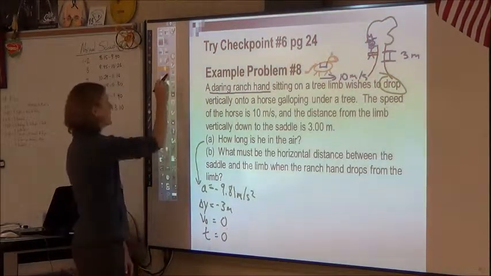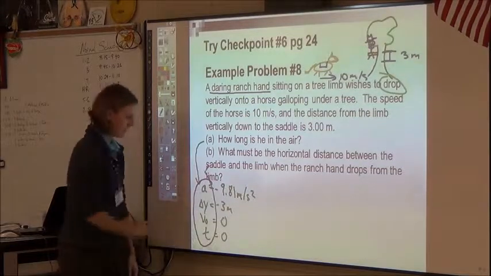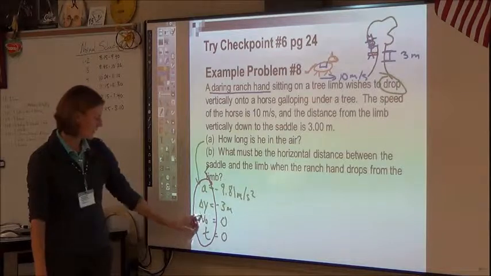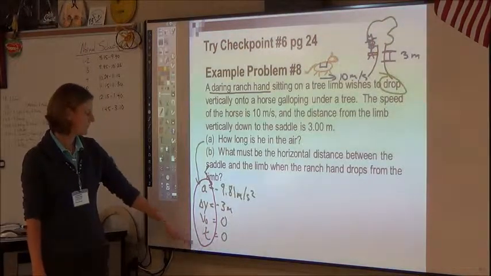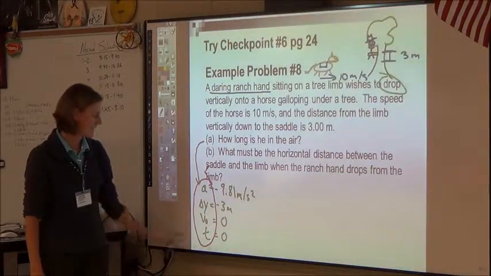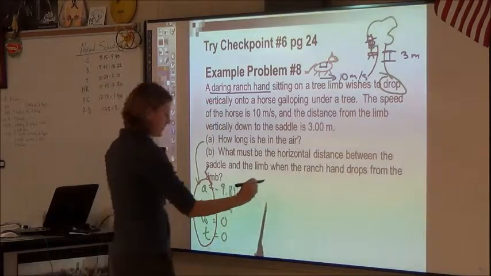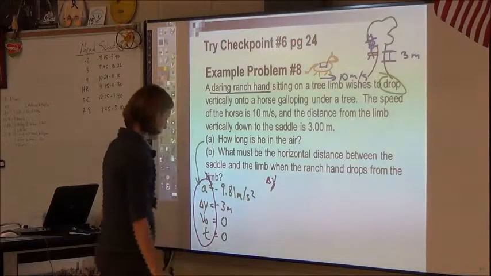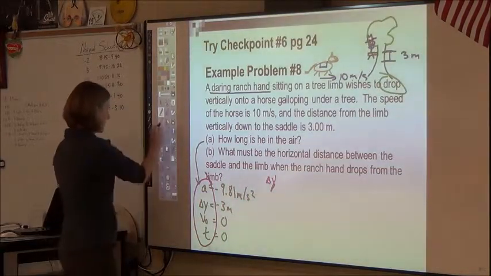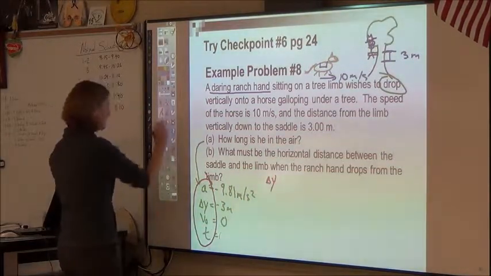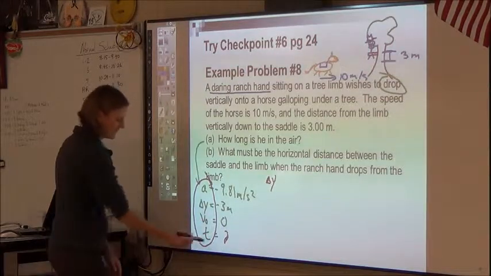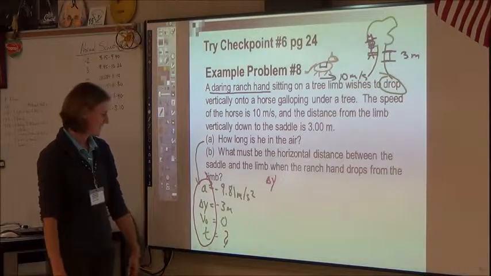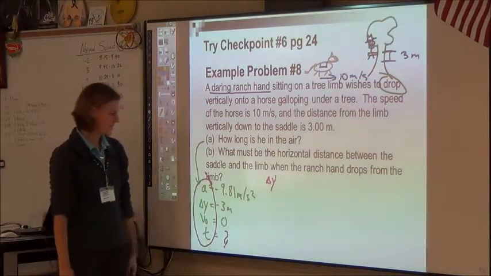So I look at my variable list, and I find the kinematic that's got all that stuff in it. What I'm missing would be final velocity. So I need a kinematic that doesn't have final velocity. You said we're looking for t. Yes. But we do need an equation with all these variables.